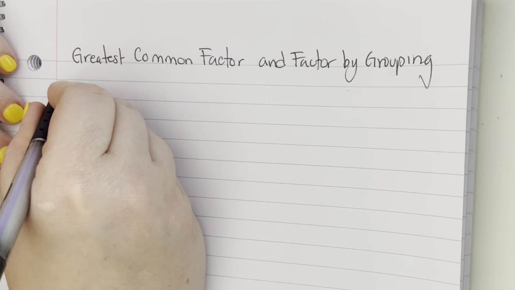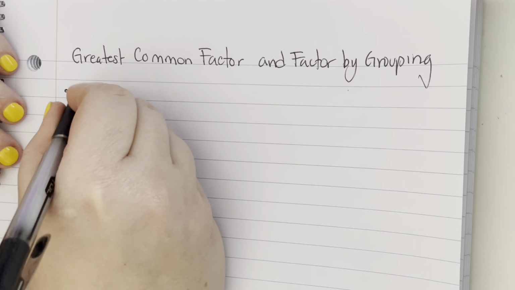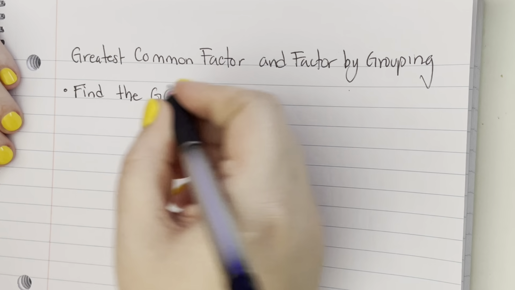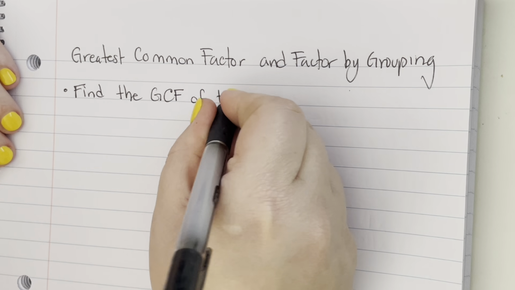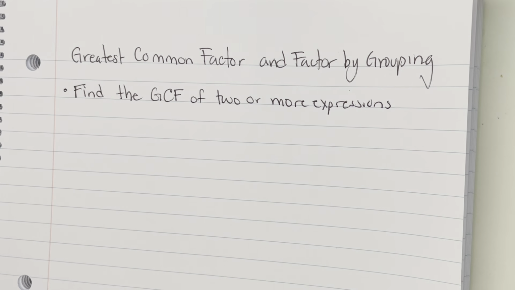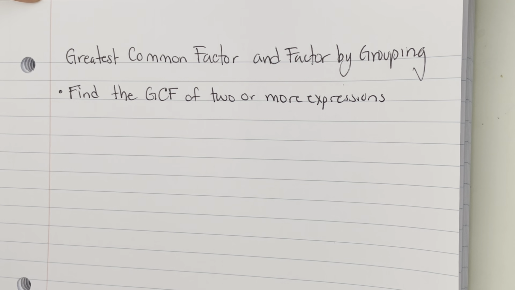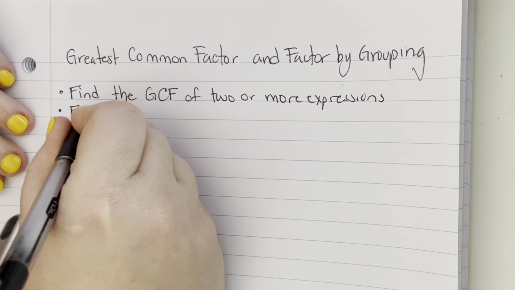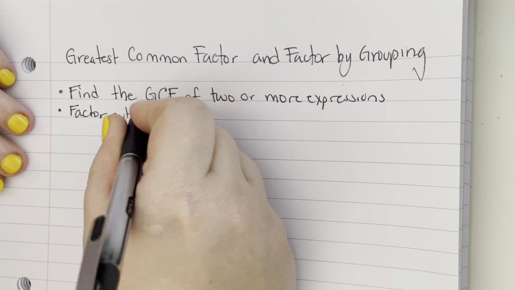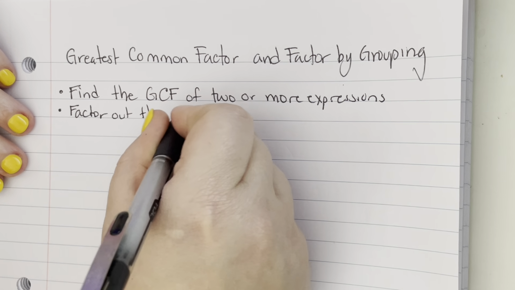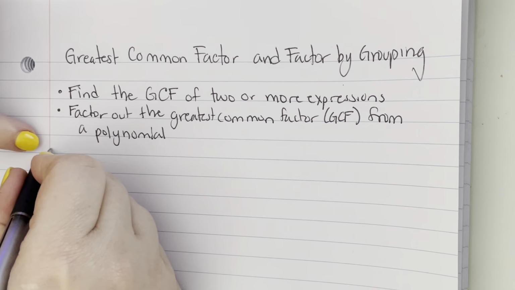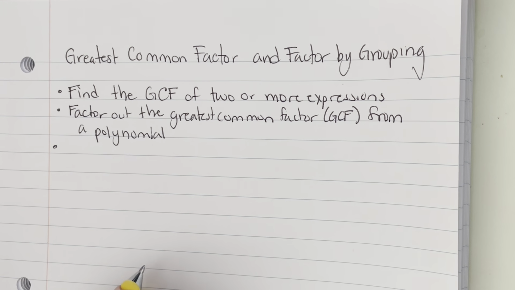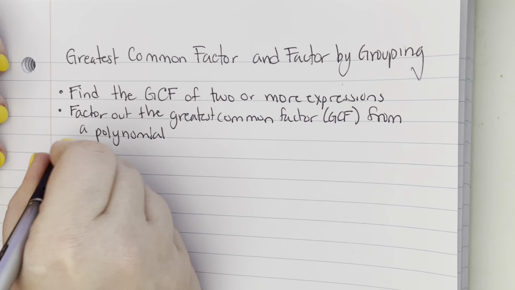So skill number one is going to be to find the GCF, or greatest common factor, of two or more expressions. Once we're familiar with identifying that greatest common factor, we then need to factor out the greatest common factor. And then finally, we're going to see how GCF factoring can be used to factor a polynomial with four terms by grouping.